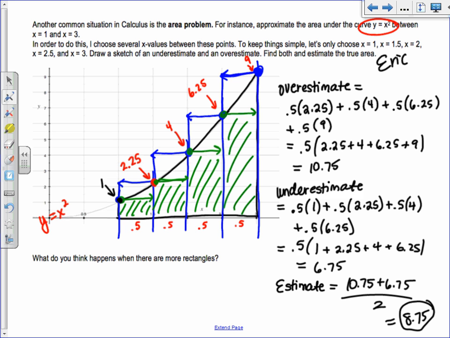So what do you think happens if we use 10 rectangles or 20 rectangles? Yeah, it's going to be even more accurate, even more precise. Does that make sense? So we were pretty close to the actual answer, only using 4.